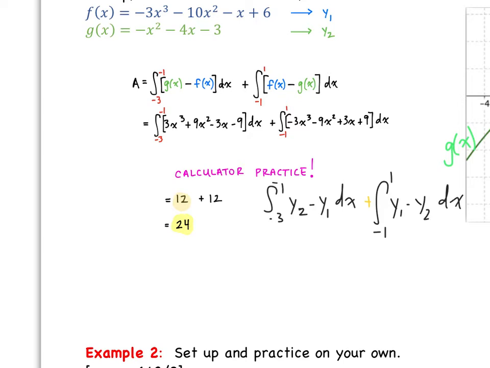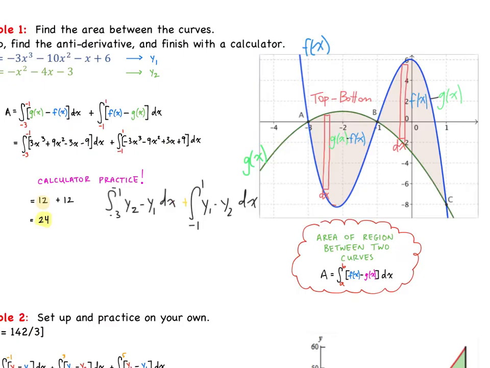You should get each of those integrals to equal 12, and therefore the total area between those curves is going to be 24. One thing to note all around is the area between two curves is really equal to the integral from a to b of f of x minus g of x dx, or you can think about it, when we're talking with respect to x, as top minus bottom. And we'll get into the next example with that aspect.